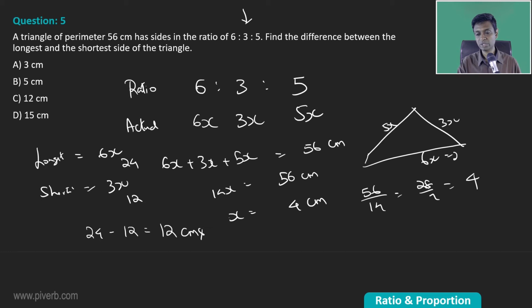The 6x side measures 24. 3x side measures 12. 5x side will measure 20. 5 into 4, 3 into 4, 6 into 4. The difference between longest and shortest is 12 centimeters.